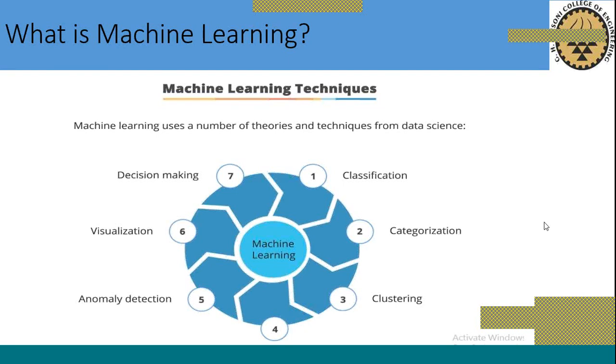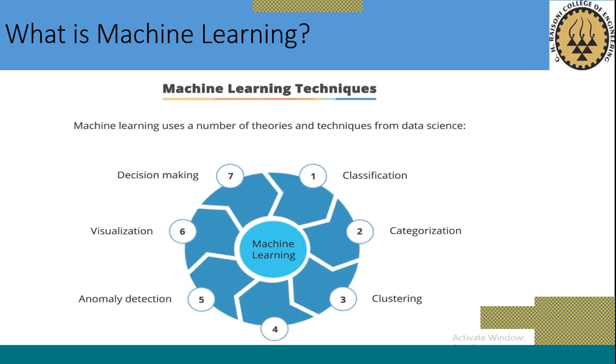Here are the 7 techniques of machine learning. The first one is called classification. Second one, categorization. The third technique that is very popular is called clustering.